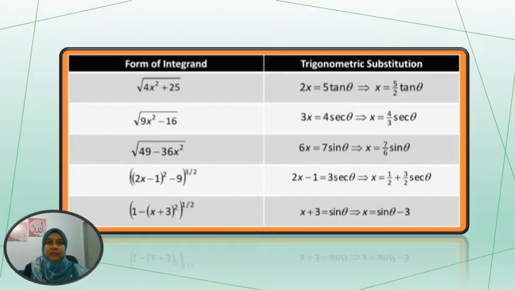Okay, let's look at another form of integrand. It looks like the three previous forms of integrand. Number one, it is in the form of tangent. Look at this plus sign. It involves tangent, so that determines the trigonometric substitution for this form of integrand.